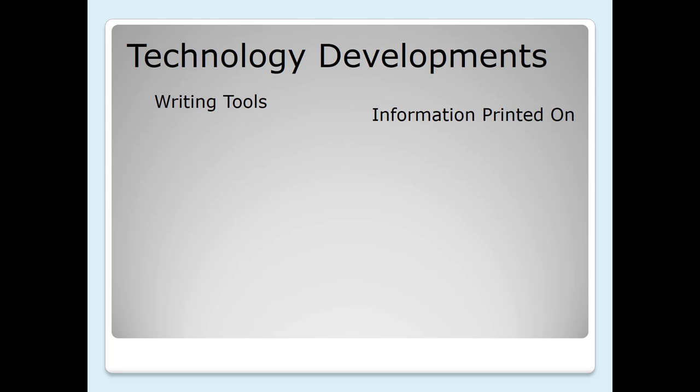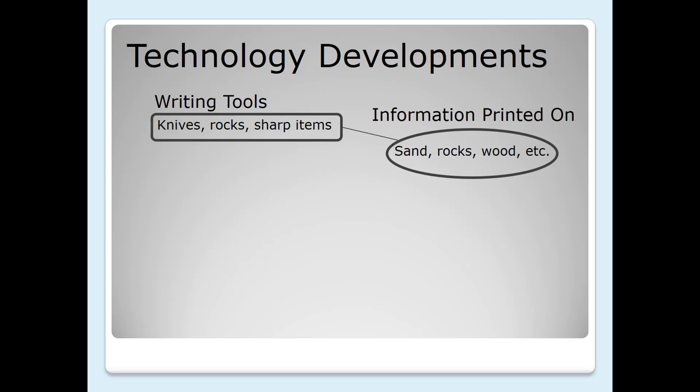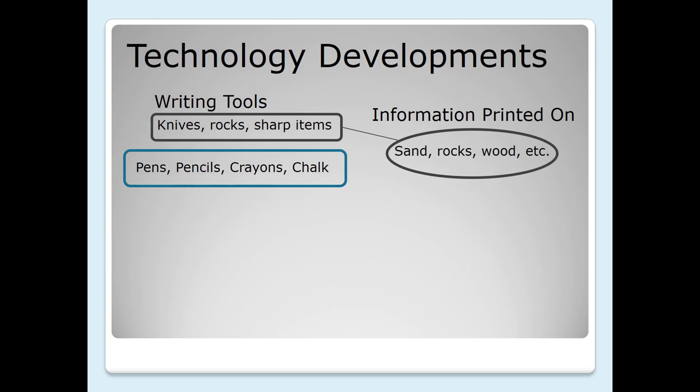When you consider how information is shared, technology has changed how we record information. In the earliest ages of mankind, knives, rocks, and anything else sharp were used to make marks in the sand. But they didn't last long. Soon ideas were sketched onto rocks, wood, and other surfaces more permanently. Later, ink and lead were used on paper, and eventually chalk and crayons.